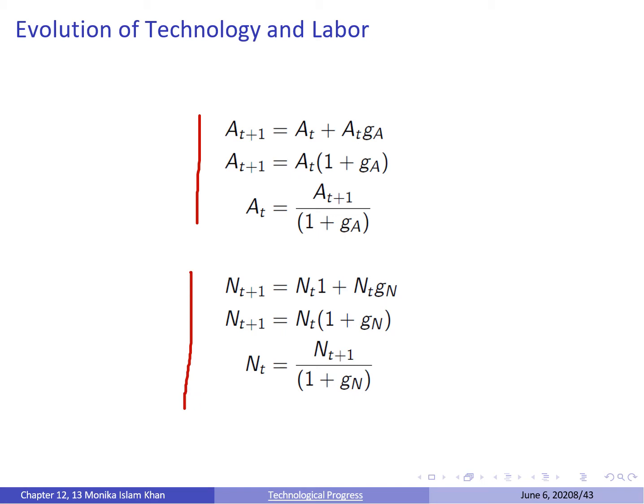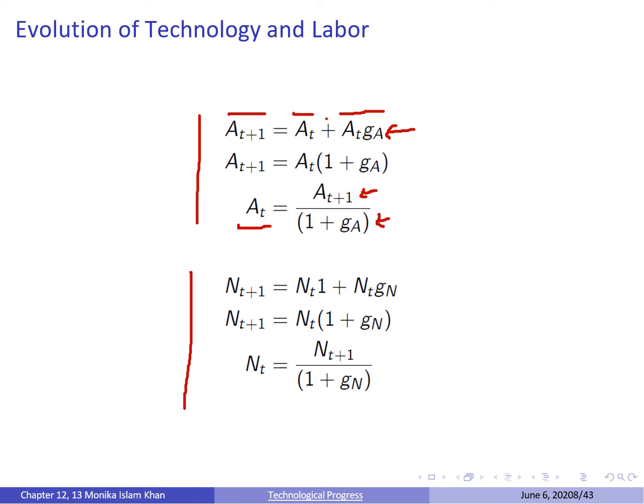So what the first equation tells us is your technology at time t plus 1 is equal to technology at time t plus the amount that your technology grew in time t. So A_t times the growth rate of technology. So that's your evolution of technology. You can rearrange that equation to get it in terms of technology at time t. So technology at time t is equal to technology at time t plus 1 divided by 1 plus growth rate of A.